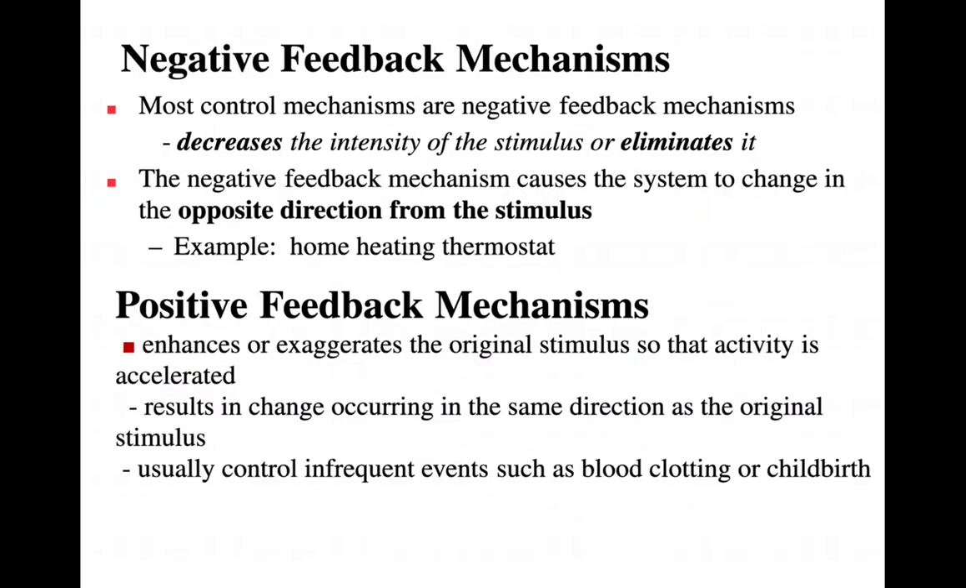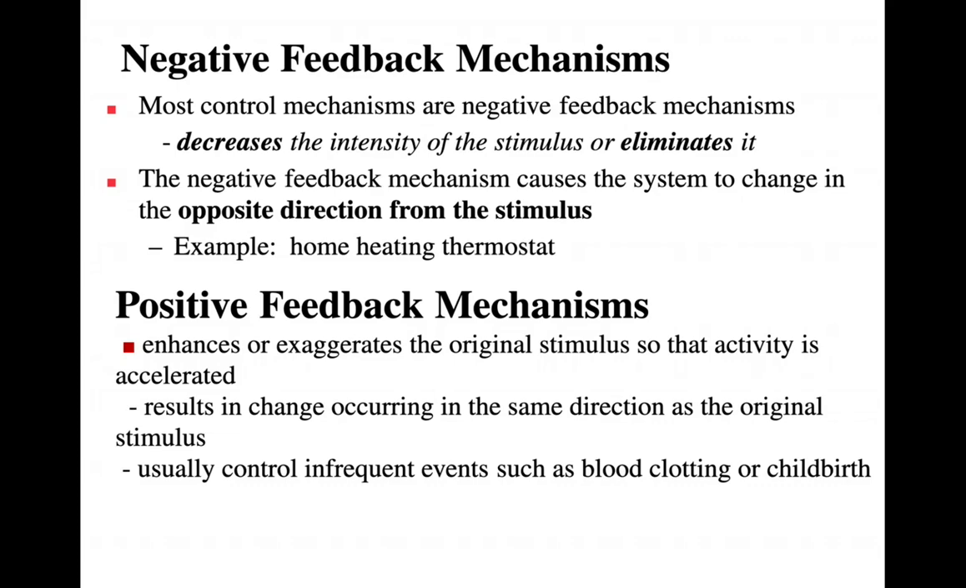Most of the time we have negative feedback mechanisms in our body. What these are going to do is sense a change and basically try to reverse it, bring things back to the center line. It's going to decrease the intensity of the stimulus or possibly eliminate it. So this would be similar to your home heating thermostat. If it gets too hot in the house, you're going to kick on the AC. If it gets too cold, you kick on the heat, but you want to keep it in this narrow range that is comfortable for you.